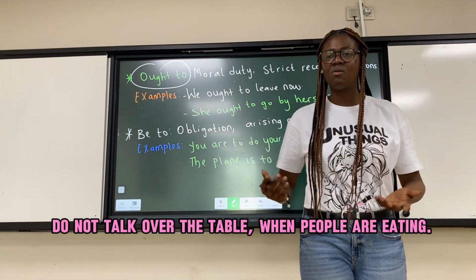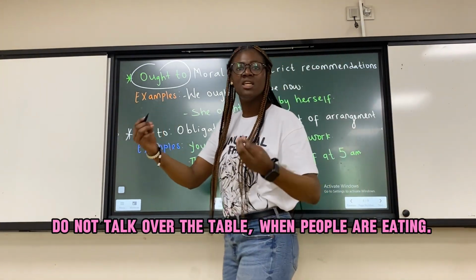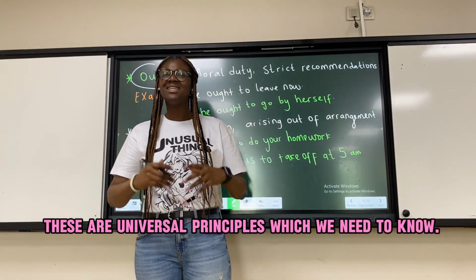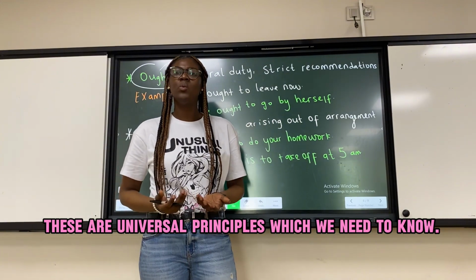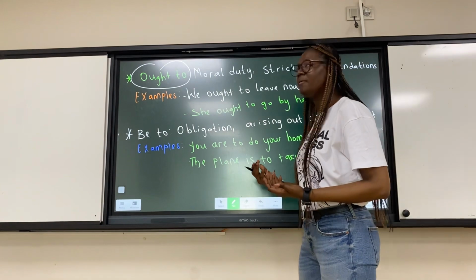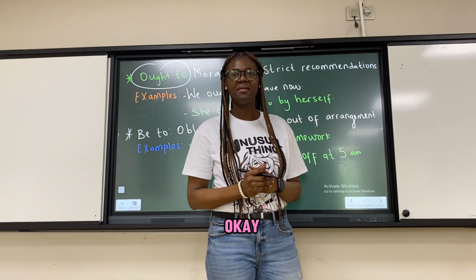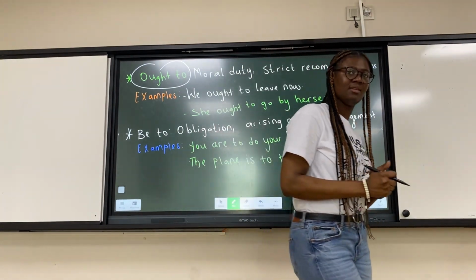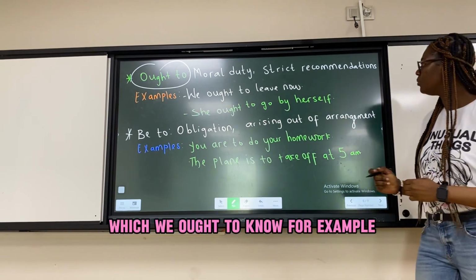Do not talk over the table. When people are eating, you don't have to talk over dinner. These are universal principles which we need to know. You ought to know. Okay? It's done. Which we ought to know.